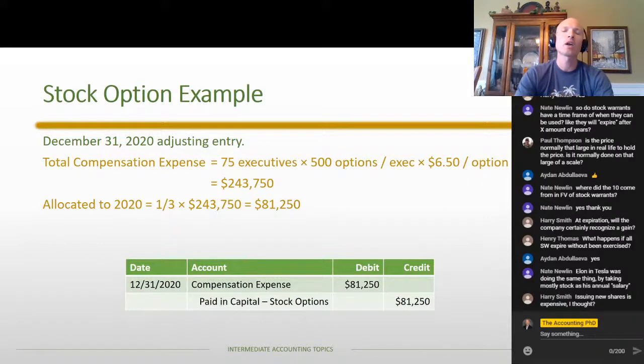Now I want us to think about this account because for some students it's like, okay, what is this account and what does that mean exactly? Normally, if an employee worked and we compensated them, they would get cash, in this case $81,250. So we'd be reducing an asset, essentially, to cover this compensation expense.